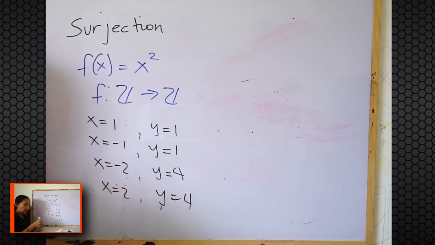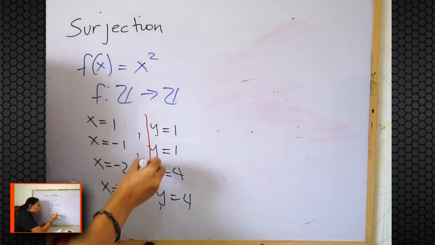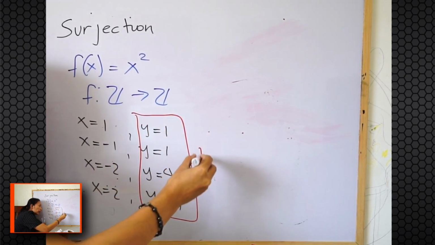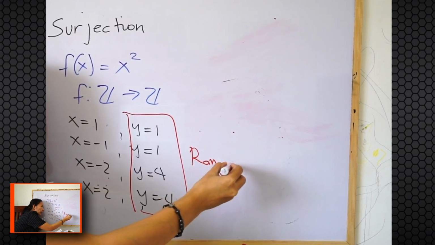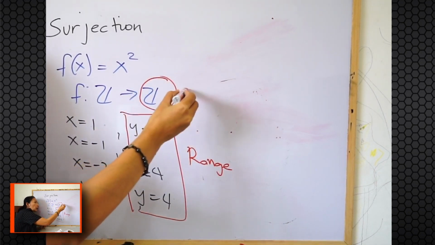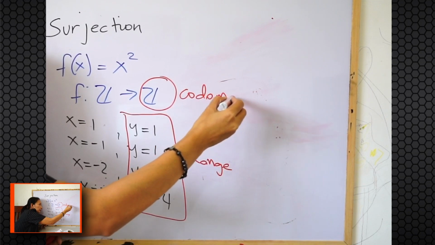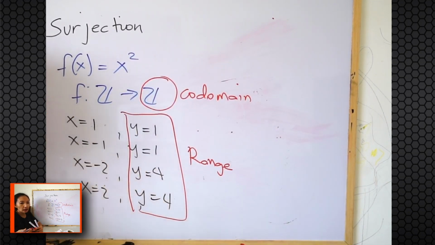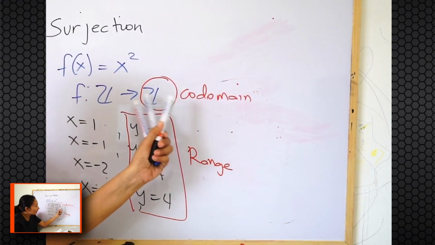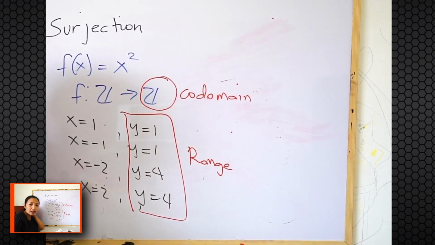4. Look at your range and compare it to the codomain. What can you say about the range and the codomain? Are they the same? What does Z include? Z includes negative 3, negative 2, negative 1, 0, 1, 2, 3, 4, and so on.